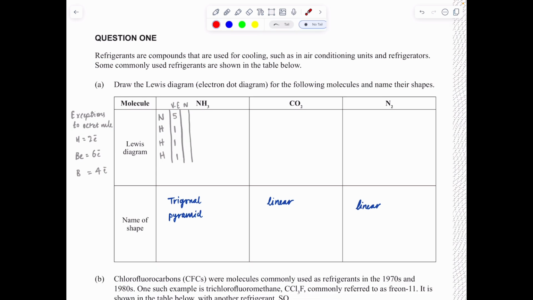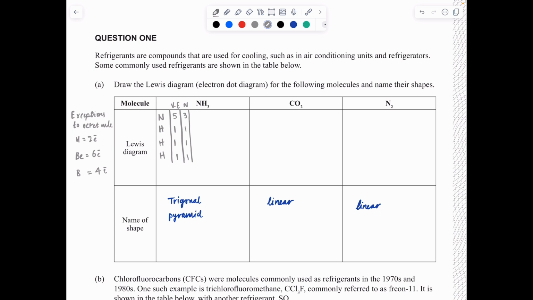Anyways, so nitrogen is not one of these exceptions, and so it requires 3 more to have a full outer shell. It currently has 5, it needs 3 to have a full octet. Hydrogen is an exception, remember, as we can see here, it only needs 2. It currently has 1, so it needs 1 more to have a full valence shell.